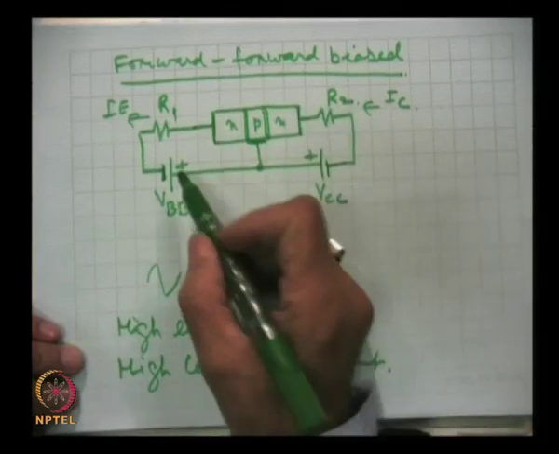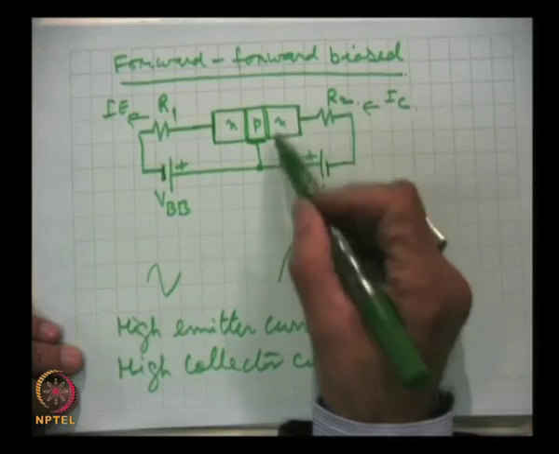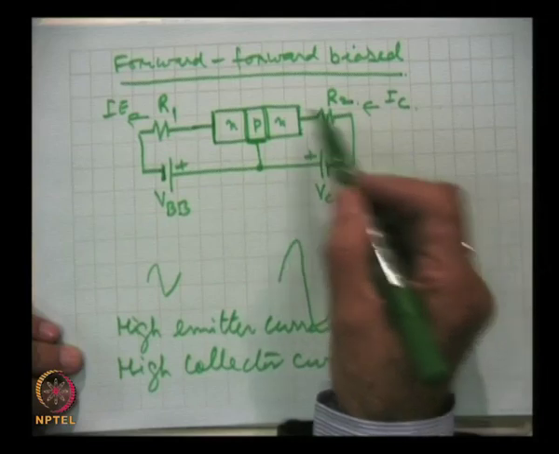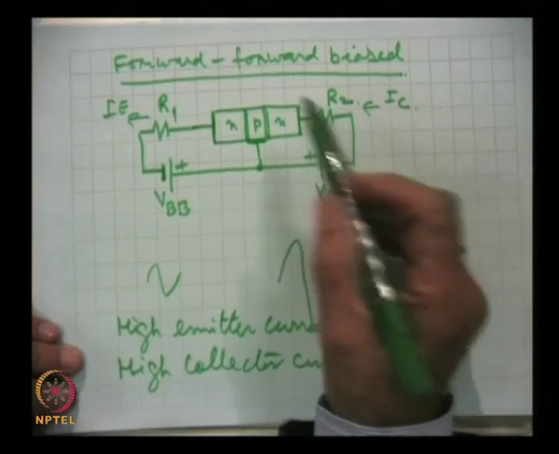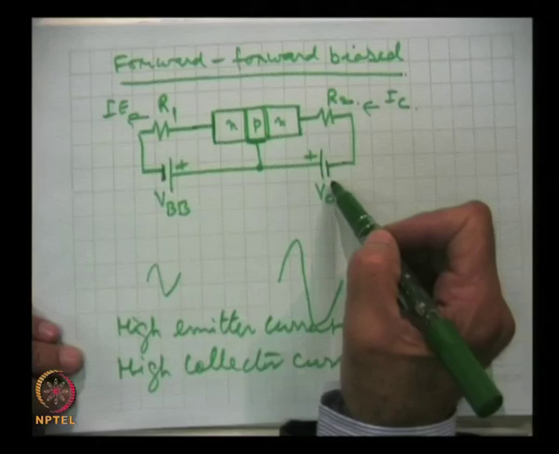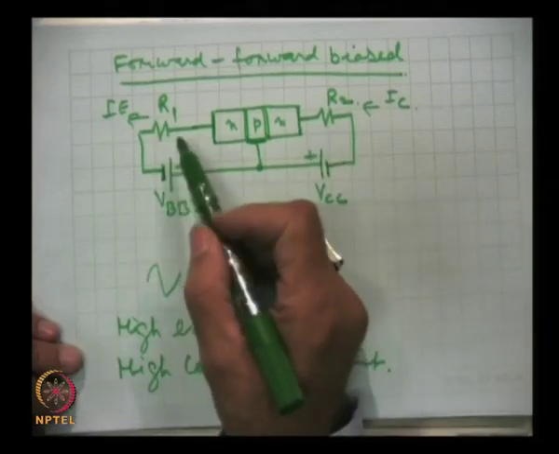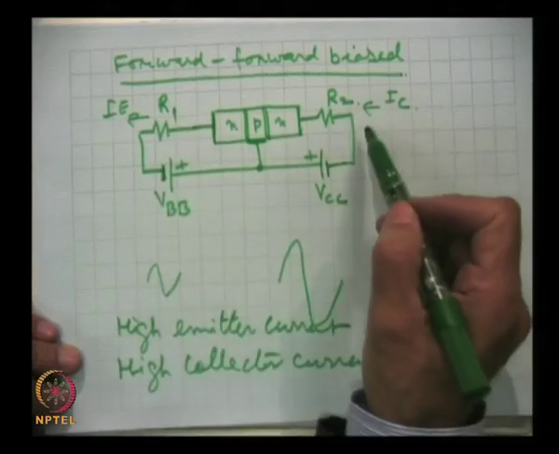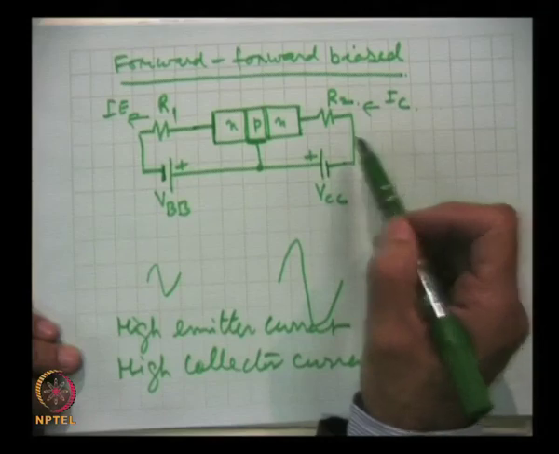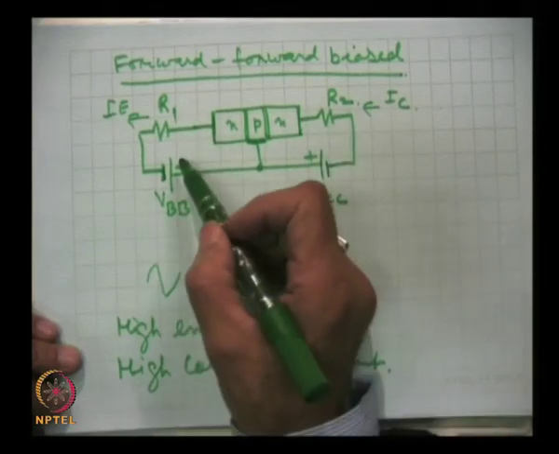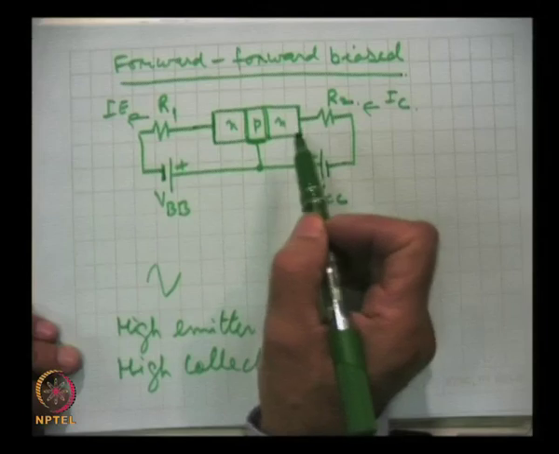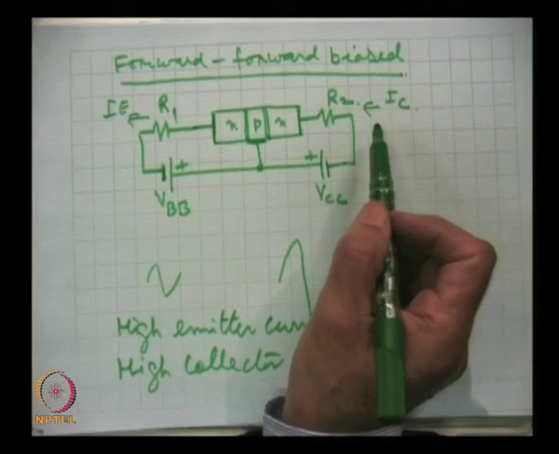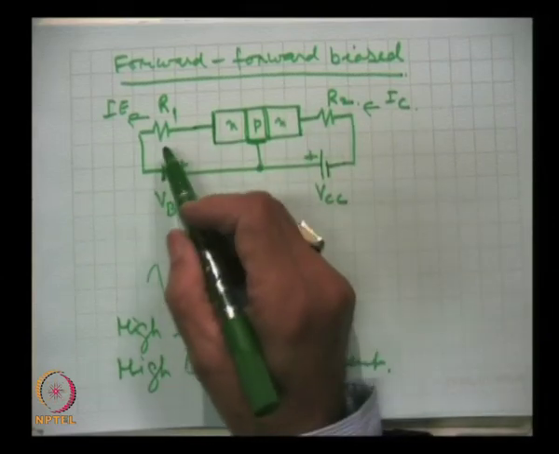Similarly, if we consider the collector junction, the current IC will continue to flow as long as this junction is forward biased, and if we disconnect this or if we vary this voltage, will it affect collector current in this situation? No, because they are almost behaving independently. So, collector current, the output current, will not depend on the input.